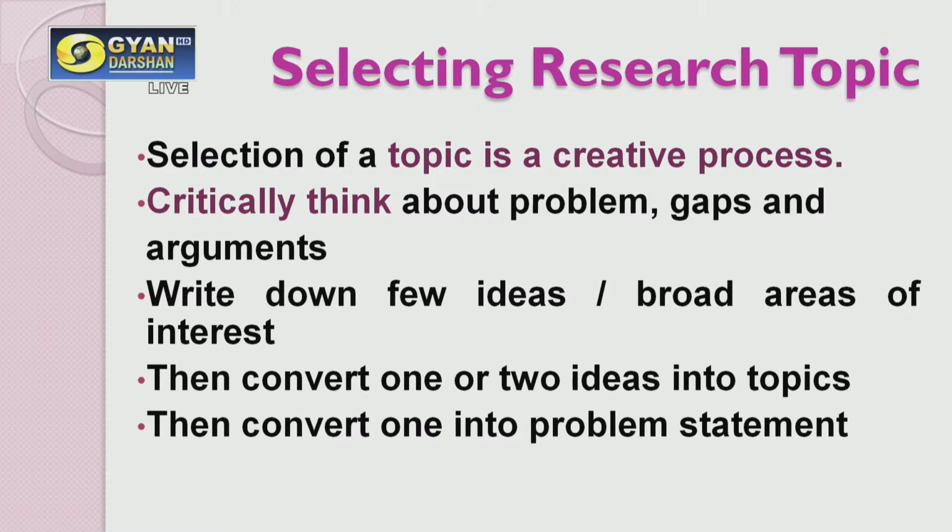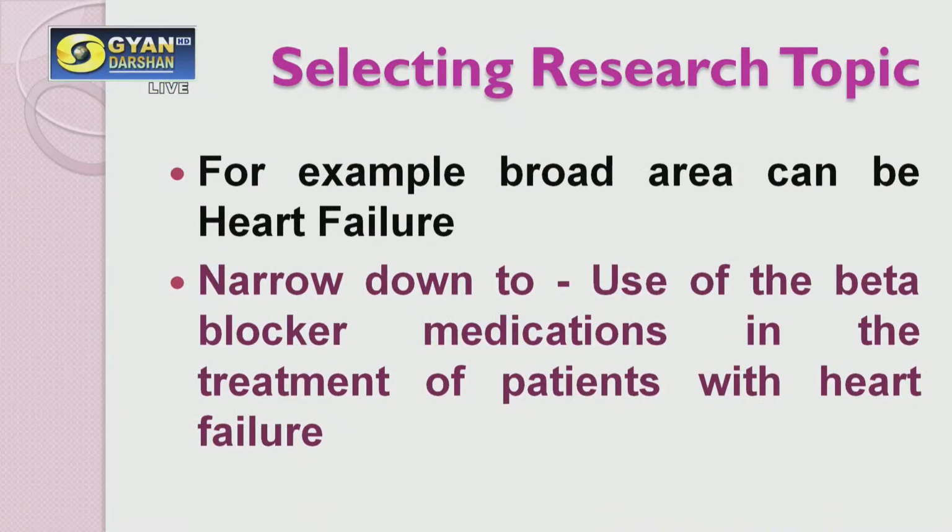Then write down some of the ideas of the broad area. Out of that, select one or two broad areas. Then again narrow down to a topic. Then narrow down to a research problem. So that is the actual process of selecting any research problem. For example, the broad area can be heart failure.